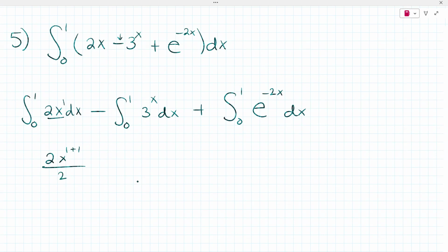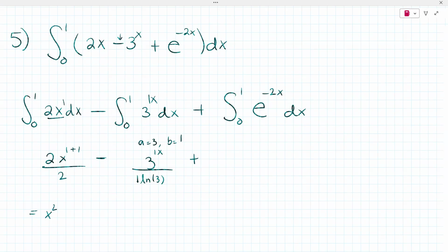And then the 2's cancel, so you're just left with x squared. Over here, it's going to be minus, and then what's the integration of 3 raised to the x? So it's a constant raised to a power, so my a value is 3. My b value is the coefficient in front of that, so you don't see a coefficient, which means it's a 1. So it's going to be a raised to the bx, so it's 3 raised to the bx, so that's 1x over b, which is 1, and then ln of 3, plus e to the negative 2x dx.